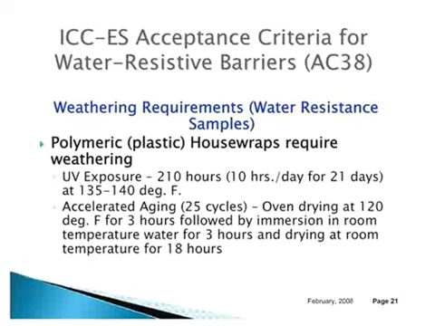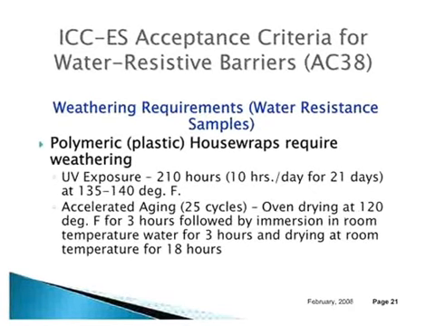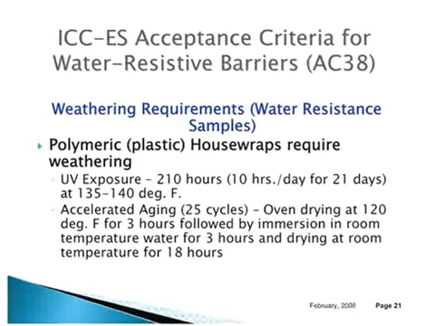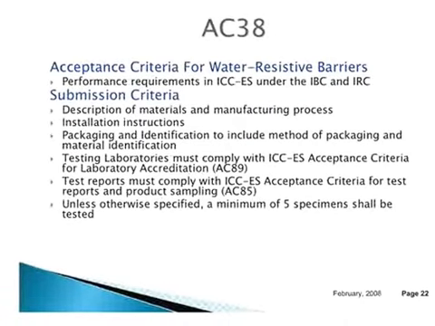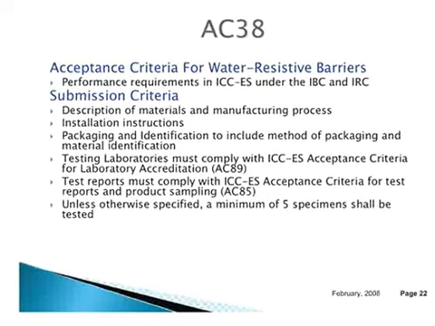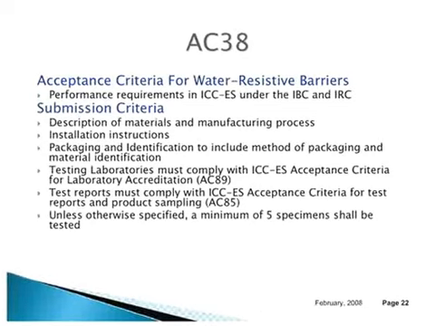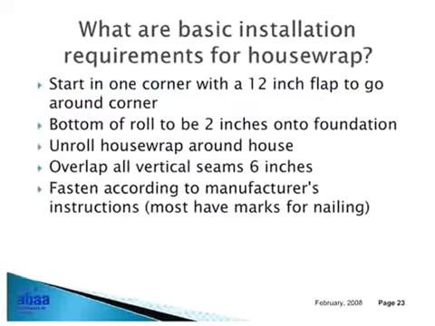For the accelerated aging, there are 25 cycles where it is oven dried, soaked in water, and air dried, and it goes through that cycle 25 times. In addition to the minimum physical property requirements for AC38, for a manufacturer to be accepted by the building code, there are a number of other submissions, which are packaging, installation instructions, descriptive material, and so on.